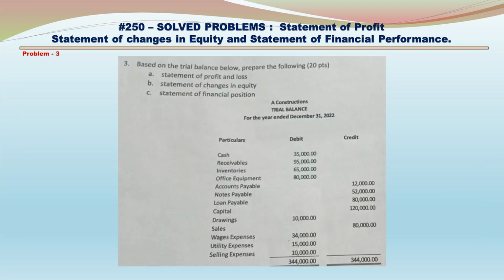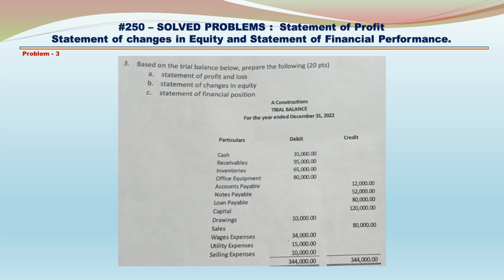Problem 3. Based on the trial balance below, prepare the following: A. Statement of profit and loss. B. Statement of changes in equity. C. Statement of financial position. A Constructions. Trial balance for the year ended December 31, 2022.